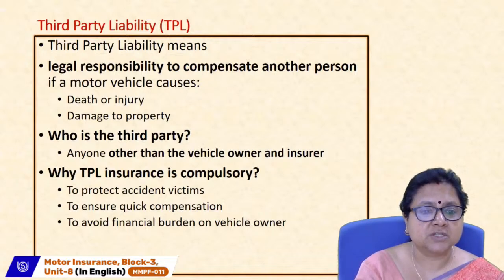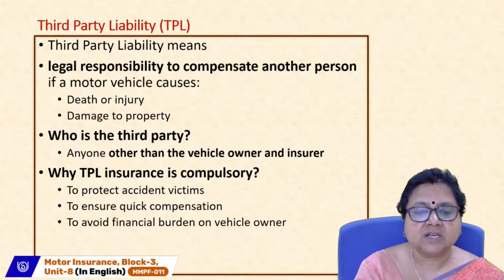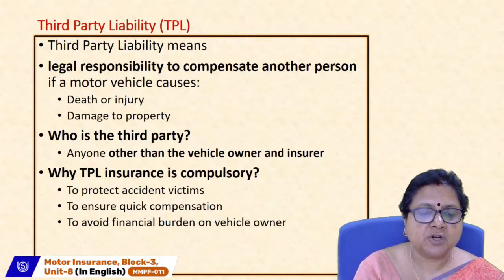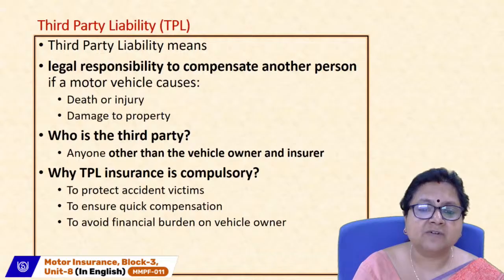So third party liability insurance is compulsory as per Indian law. It is to protect the accident victim, to ensure quick compensation to the victim, and to avoid any financial burden on the vehicle owner. Nowadays, the vehicle owner is sometimes not the one driving the car, as with owners of Ola cabs and all. There the driver is a separate person and the owner is a separate person. So suppose the driver has hit some person, who is the victim.